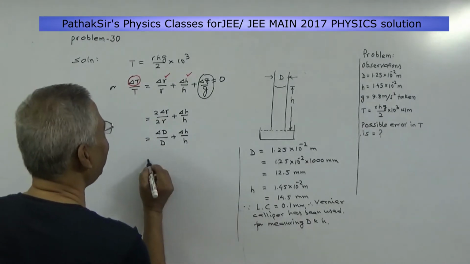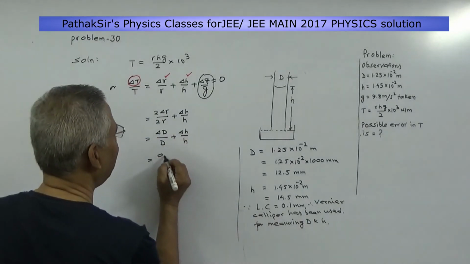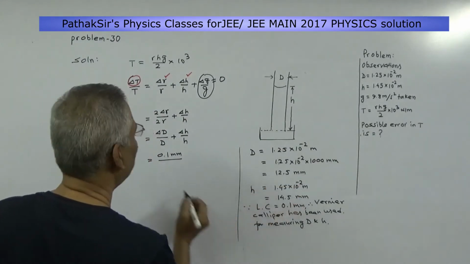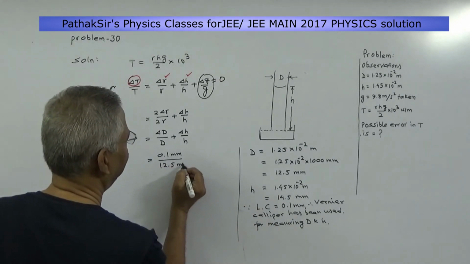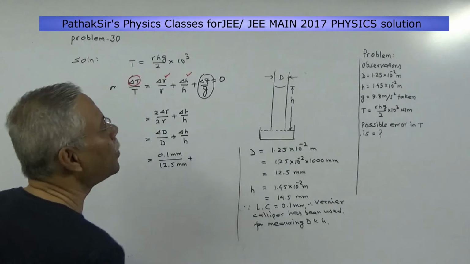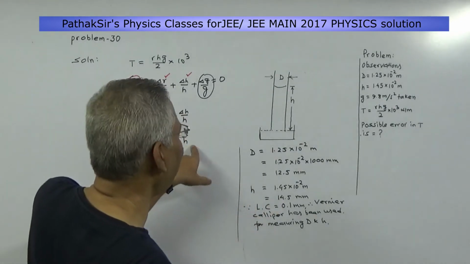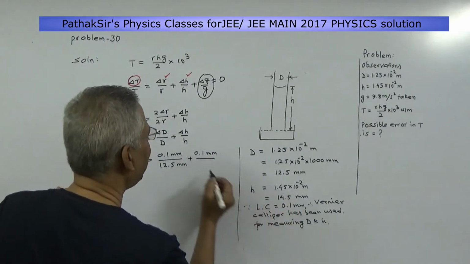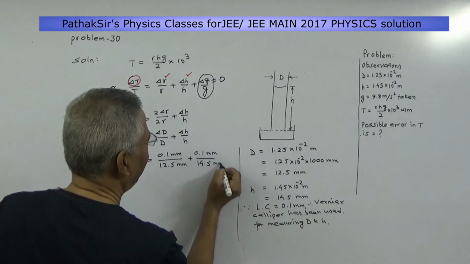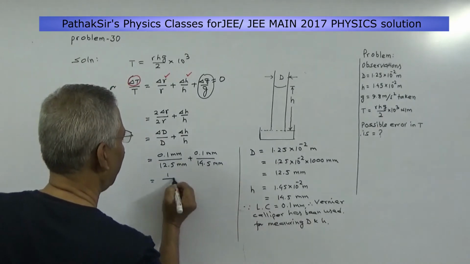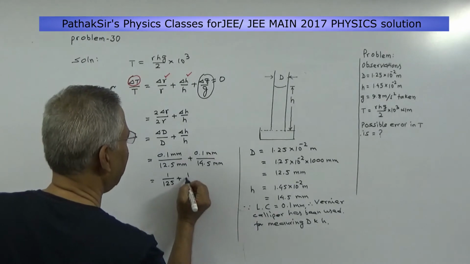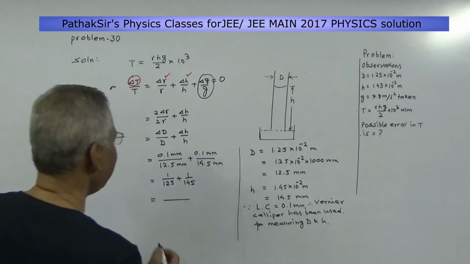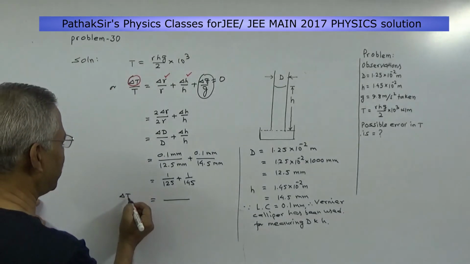So what is the maximum error in the diameter? Obviously it is 0.1 millimeter. Put the value of D. D is how much? 12.5 millimeter. How much is del h? Del h, maximum value of this is 0.1 millimeter by 14.5 millimeter, equal to 1 by 125 plus 1 by 145. Calculate this and convert this into percentage.